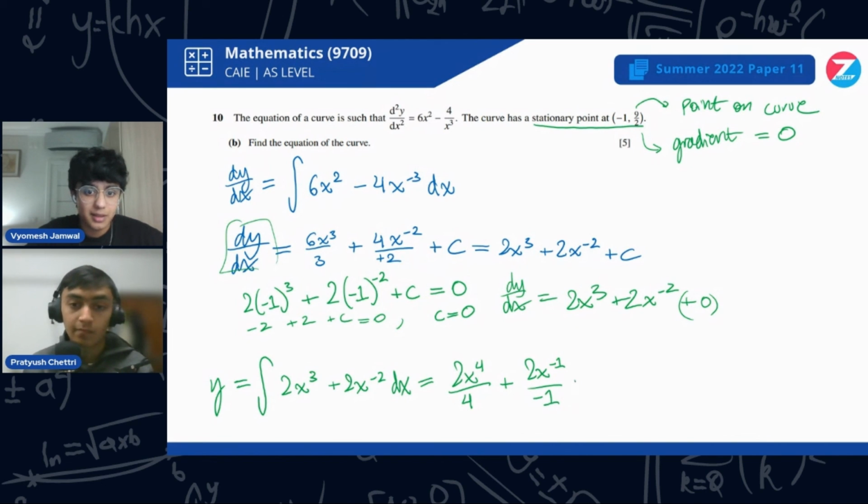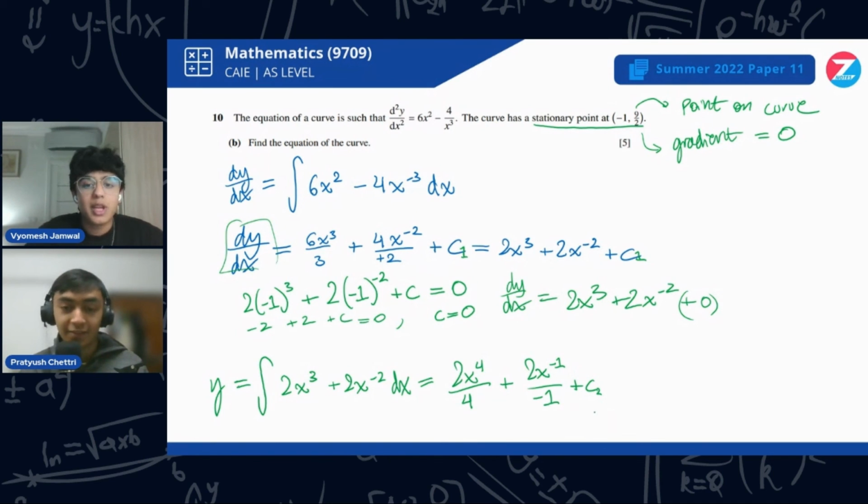plus c. Now, this is a different c. Sometimes people might just go with a d instead of c. I think a lot of Marxians do that, but c is also okay in this case. My math teacher writes it like C1 and then C2. Oh, okay. That's also a creative way.